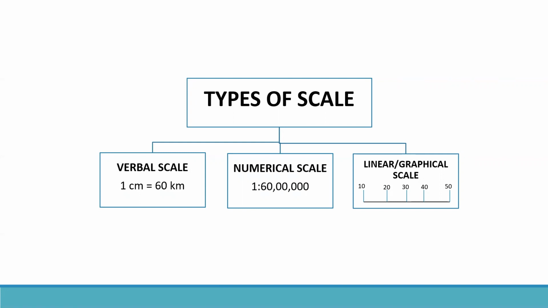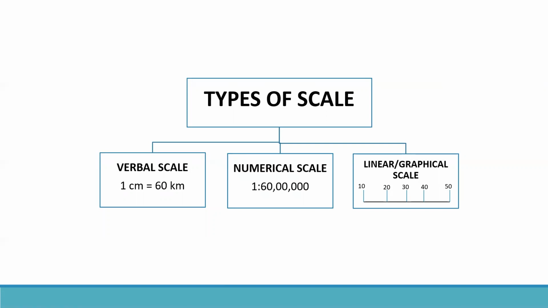Centimeter, meter. Now the next type of scale is a numerical scale. Here there are no words used, only figures are shown, numbers. So the scale is expressed as a ratio. The colon between, we always read it as ratio, that is, to.